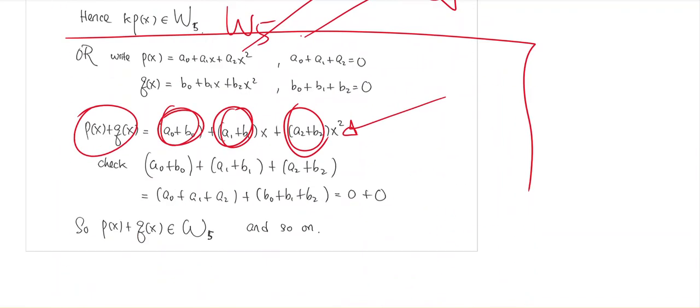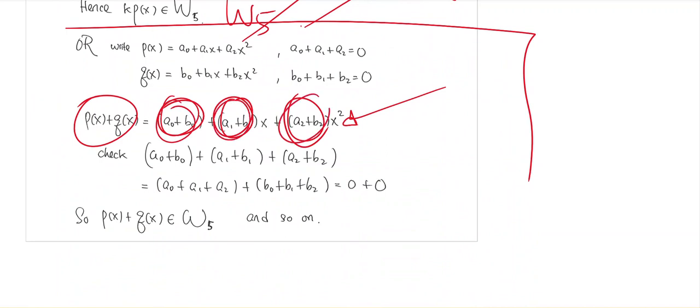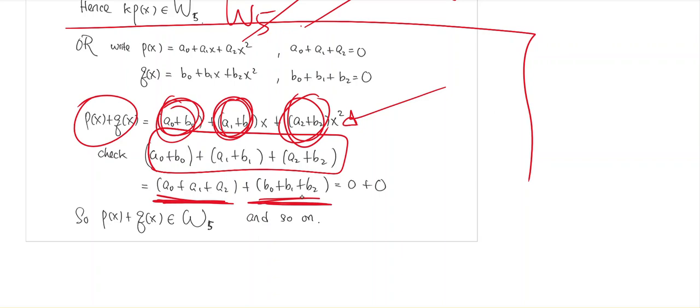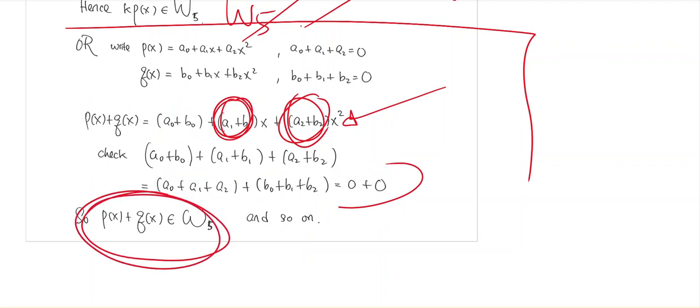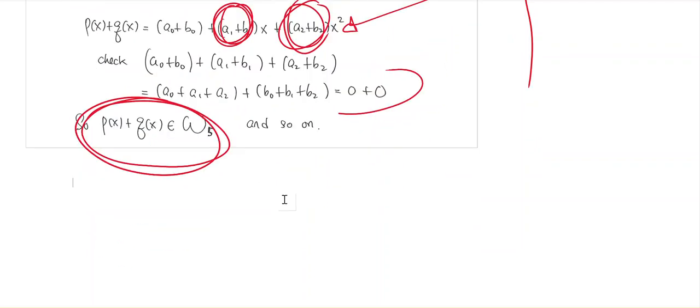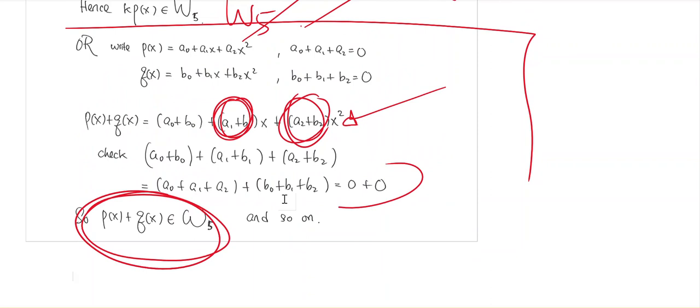So that's the reason why we are checking that this adds up. It's the same as adding all these three numbers and adding all these three numbers, and this is 0 because P is in W5. This is 0 because Q is in W5, and since it satisfies that, the sum is really in W5. As simple as that. So it's closed under addition, and you can also show the same thing for closure under scalar multiplication, and that's it. And that's how you verify that something is closed under addition and closed under scalar multiplication.